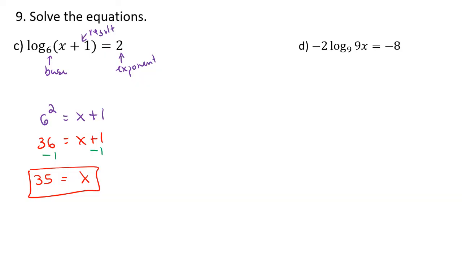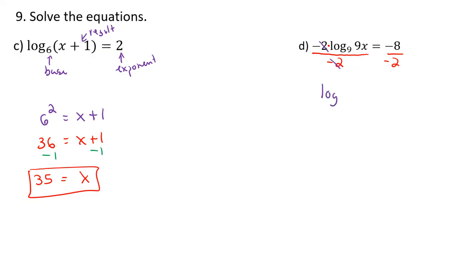Next problem, part D. Once again, going to do the same thing, but I need to check to make sure there's nothing in front of the log or nothing behind the log. So I notice I have something in front of the log. I have a negative 2. This is negative 2 times log base 9 of 9x. So I need to get rid of it by undoing that times by dividing.